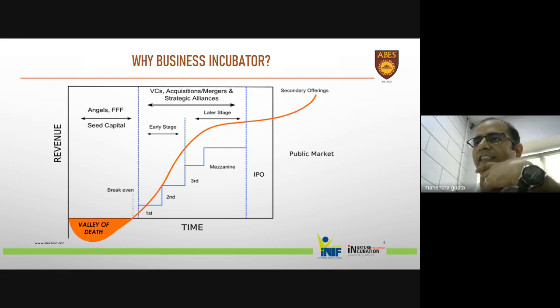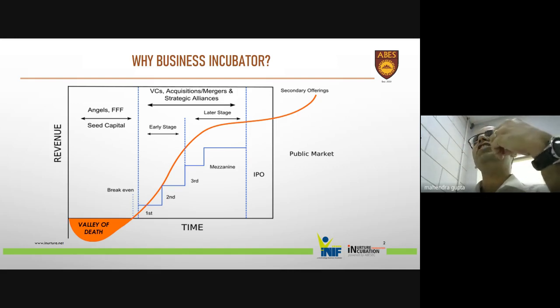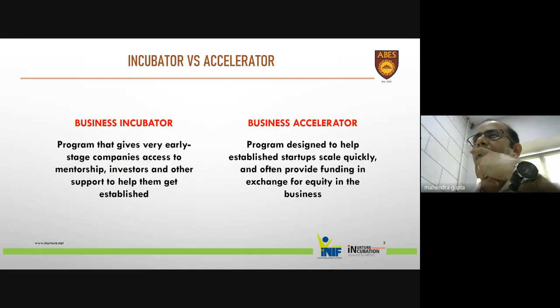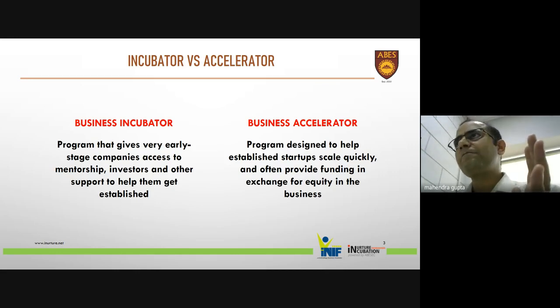So now, these lines and the graph help you understand which stage you are in and where you have to move. If you are in a very early stage, you have to move into an incubator where you require early stage seed support, primary assistance, and certain primary training and programs, which help you generate your first product.